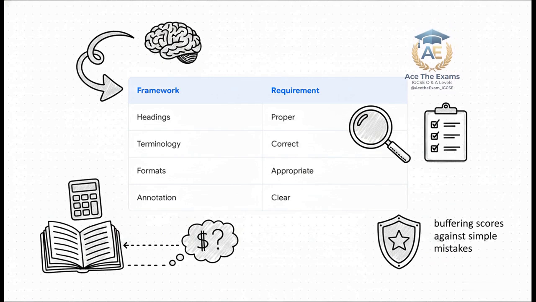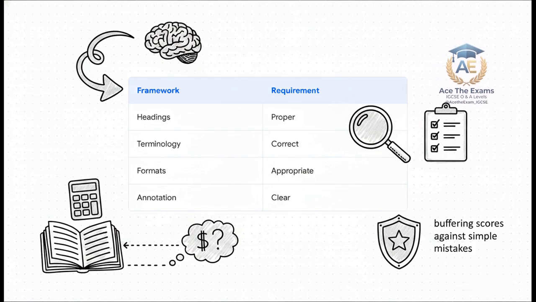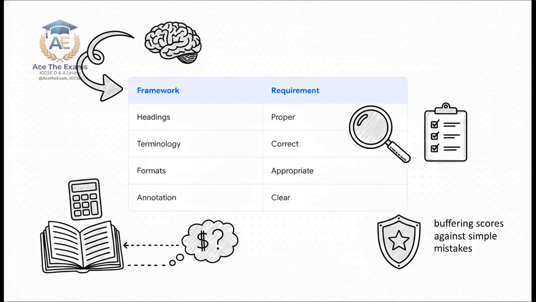Appropriate formats and crystal clear annotation show the examiner exactly how your brain is working on the page. And let me tell you why this is absolutely crucial. Even if your final calculation is off by a few dollars, maybe you made a silly arithmetic error because your heart is pounding and you're under immense exam pressure, if your procedural framework is flawless and your steps are clearly annotated, you will capture the vast majority of the method marks anyway. This is exactly how smart, strategic candidates buffer their scores against math mistakes. They let the structure save them.